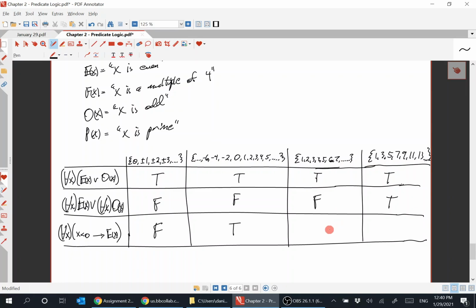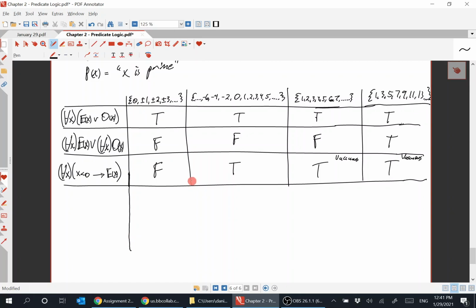For both of these, the answer is the same. It is true. Why is it true for both? For every x, the hypothesis is false. So for every x, the implication is true. It's vacuous, but it's still true. You have to have the vacuous condition somehow defined, so there it is.